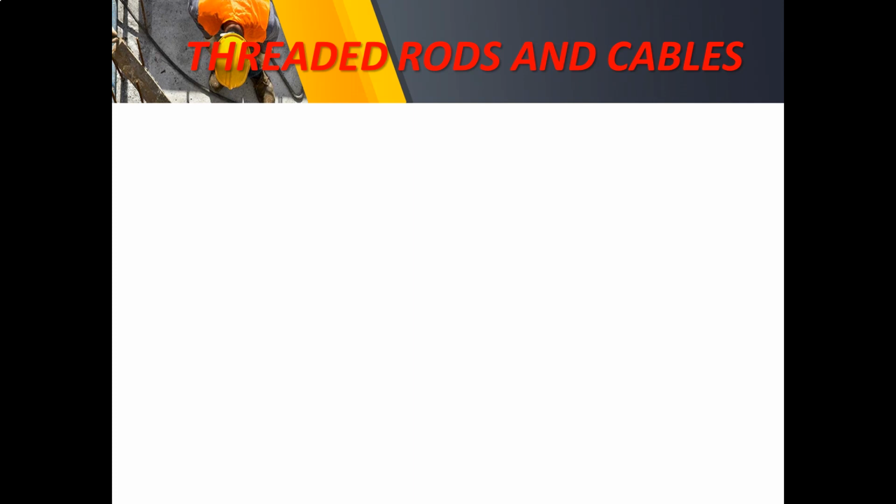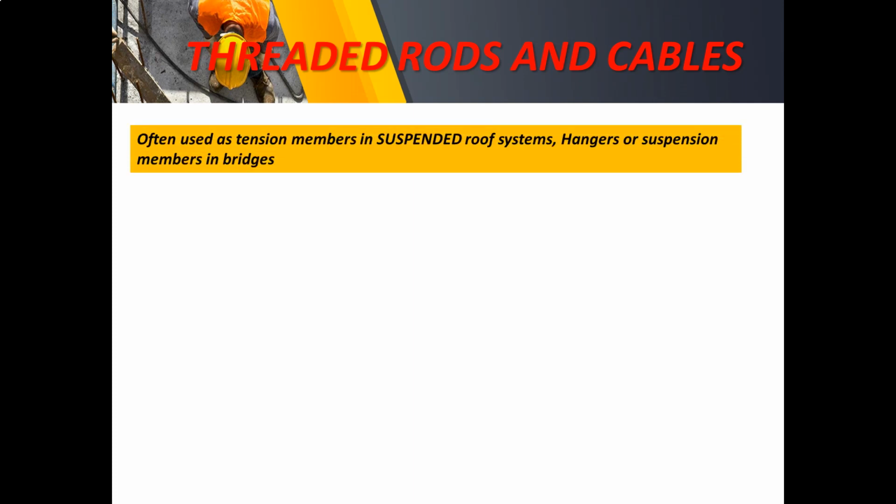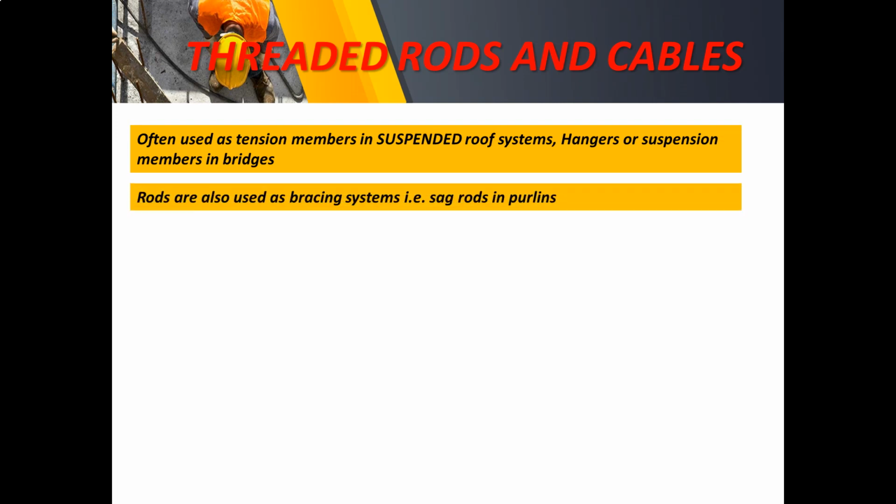Threaded rods and cables are often used as tension members in suspended roof systems, hangers, or suspension members in bridges. Rods are also used as bracing systems, like sagrods in purlins and cross bracing between trusses.